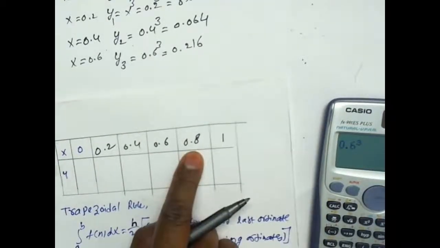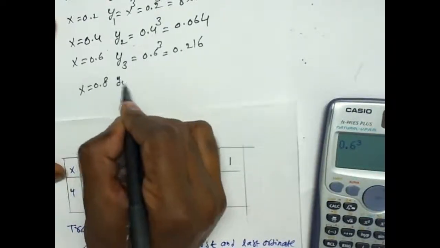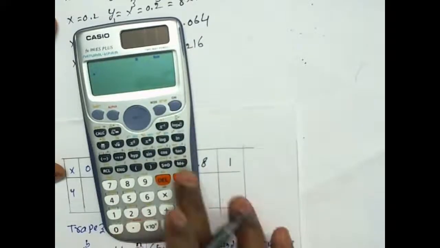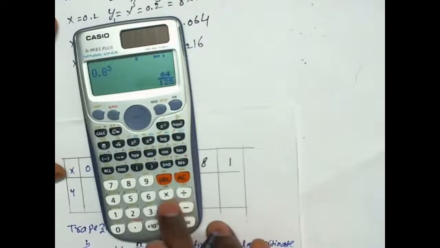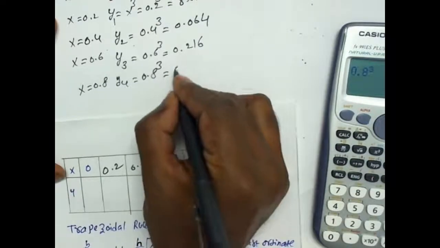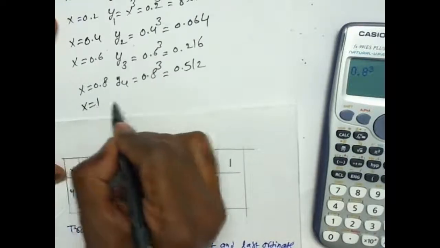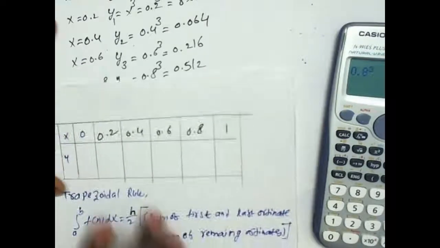Now what is the x value? X value is 0.8. X is equal to 0.8, y4 equal to 0.8 cube. That equals 0.512. Now x is equal to how much? 1. X is equal to 1. That is y5, equal to 1 cube. That is 1.